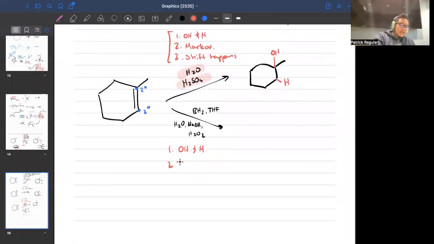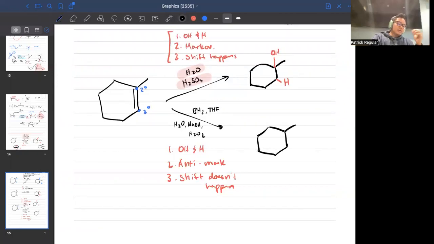OH and an H. Two, anti-Markovnikov. Three, shift doesn't happen. It's concerted. Or, no, well, not really. But the addition of the electrophile and the nucleophile is concerted, the electrophile being the boron. Don't worry about it. Just know it's anti-Markovnikov. It's really easy. You don't have to know the mechanism for it. Just know you're adding an OH and H, anti-Markovnikov. Less substituted gets the OH.